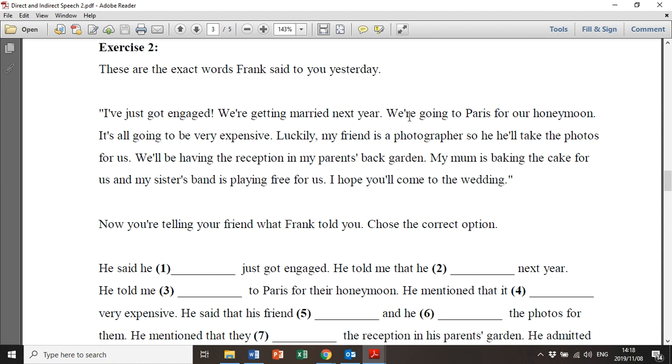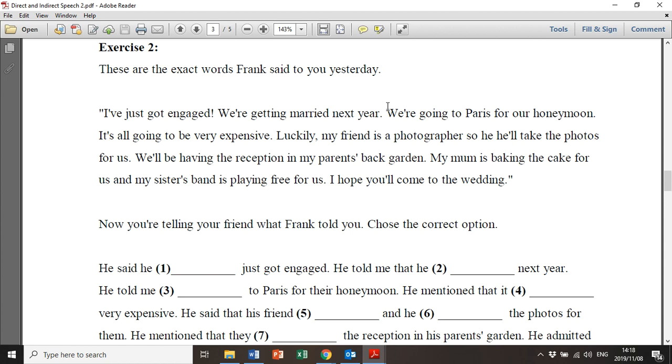Kom ons kyk na die volgende sin. We are going to Paris for our honeymoon. Are going, ing is altyd continuous, are is present tense plural. So, kom ons kyk wat dit gaan gebeur. Ons weet nou van die vorige een, present continuous verander na past continuous. He told me that they were going to Paris for their honeymoon. Dit klink vreemd op die oor, maar dit is presies hoe dit moet wees. He told me that they were going to Paris for their honeymoon.